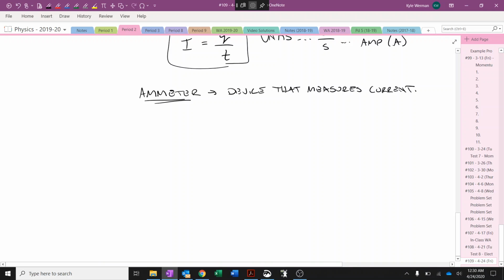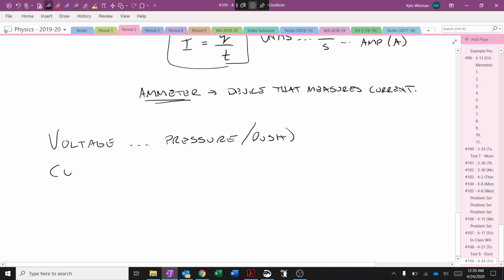Now, when talking about circuits, we've defined two concepts so far. Voltage, which is the pressure or the push behind the charge. That's what gets it moving, right? That's what we get out of our batteries.